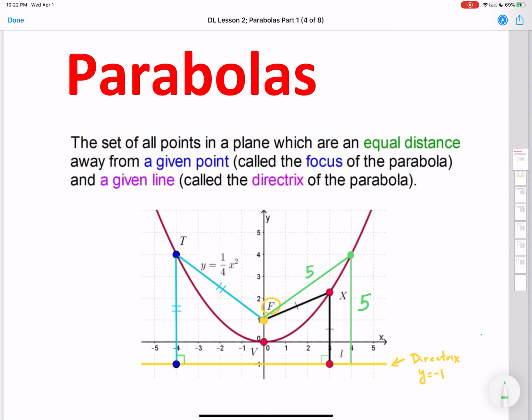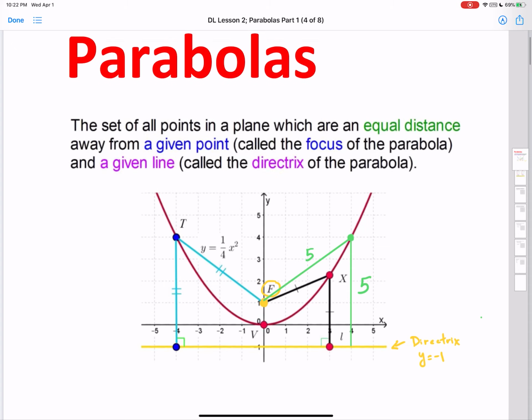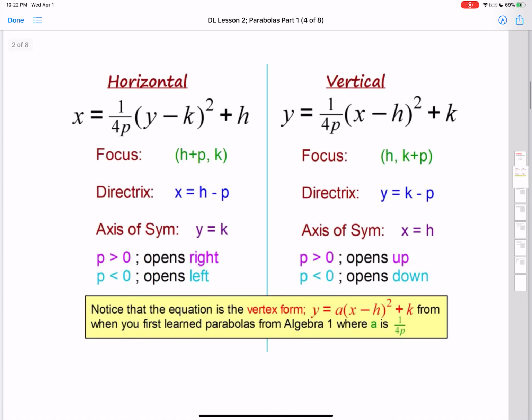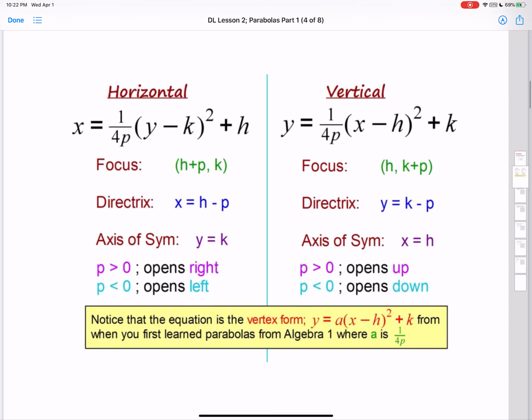So let's go ahead and take a look at some examples, and we're going to try to graph some of these as well. But before we do that, let's take a look at some of these characteristics. And the main thing that we want to know is the equation. So the equation of our parabola could be either a horizontal or a vertical parabola. Now, if we have a horizontal parabola, we have x is equal to 1 over 4p times (y minus k) squared plus h. And this is often written like this.